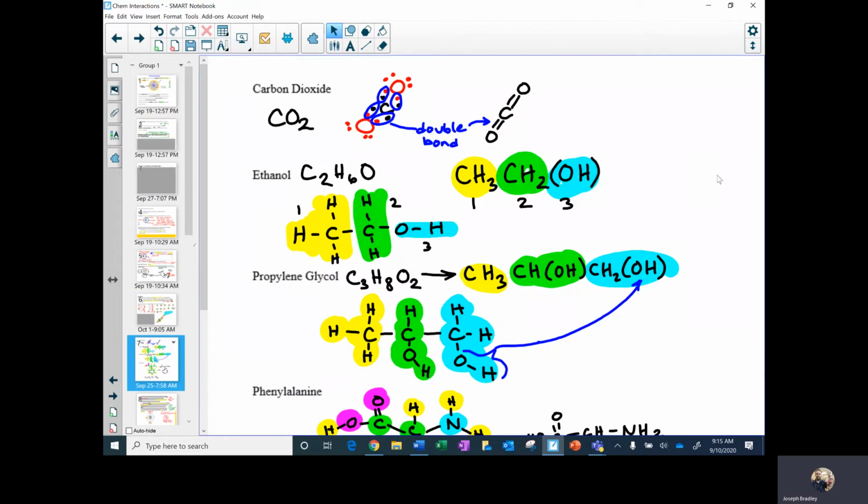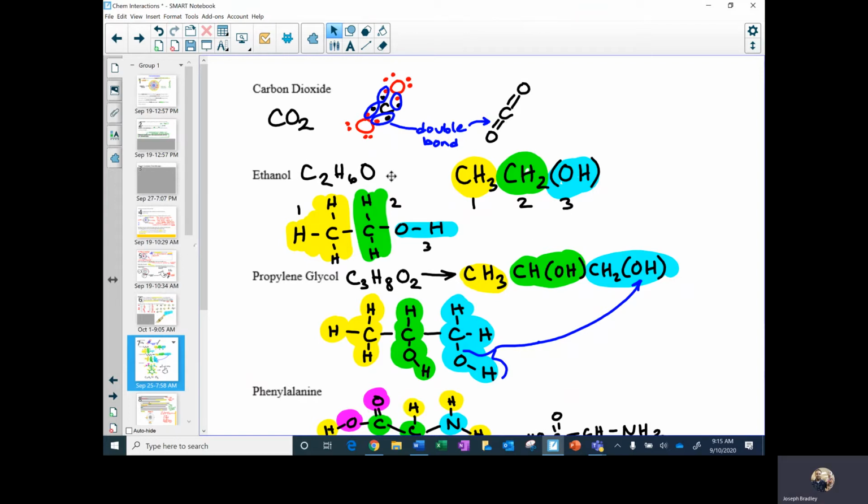So some examples of these are going to be structural formulas. So this is the chemical formula for CO2, carbon dioxide. This is how I would draw it using like the Lewis dot model. And then when you draw it in just the structural formula, you draw each of these bonds as a double bond.